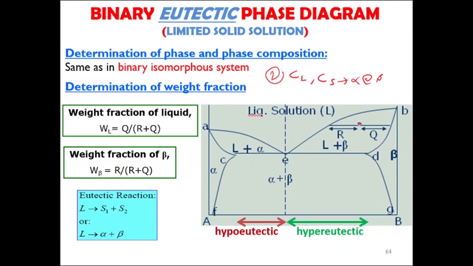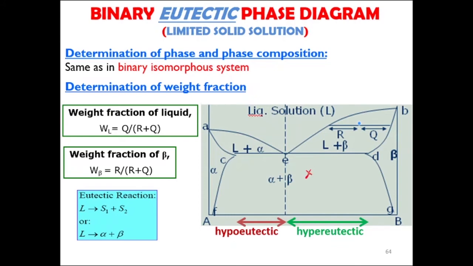We take an example at this point. To find the composition of liquid, you just need to draw a straight line at this point until the liquidus line, and then you draw down until you reach the composition. To find the composition of solid, just draw a straight line from the point until the solidus line, and then draw down until you find the composition of solid. So for this case, the composition of solid will be the composition of beta, because only beta is available in this region.